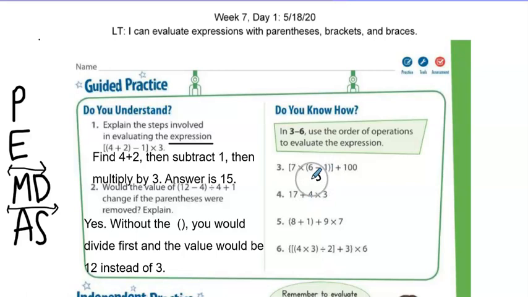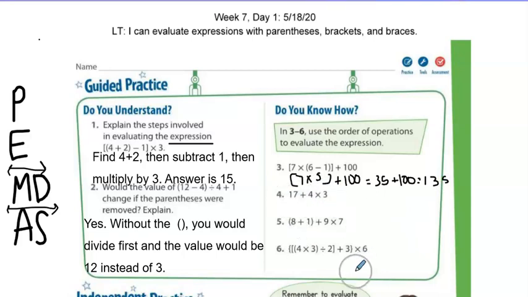And then I want to bring everything else down, including my brackets or parentheses that are left over. So right now I have 7 times 5 in brackets plus 100. So we know we have to do the brackets first. Our brackets give us 35. And then we're going to take that 35 and add it to 100, which is a simple fact we can do in our head, which gives me 135.